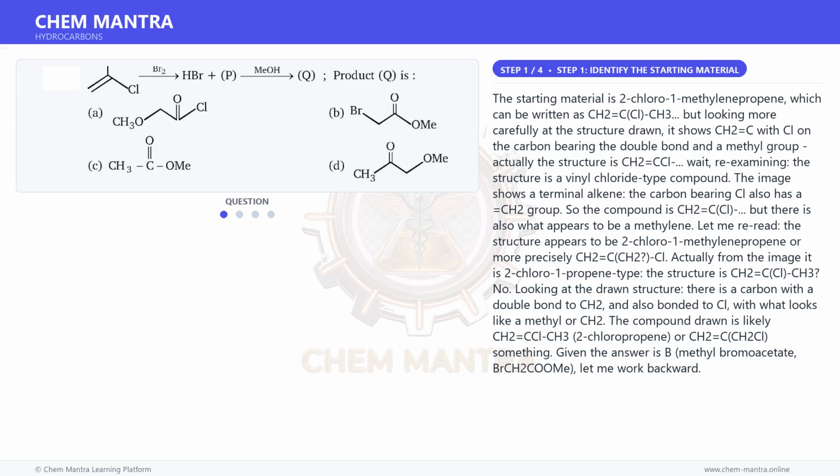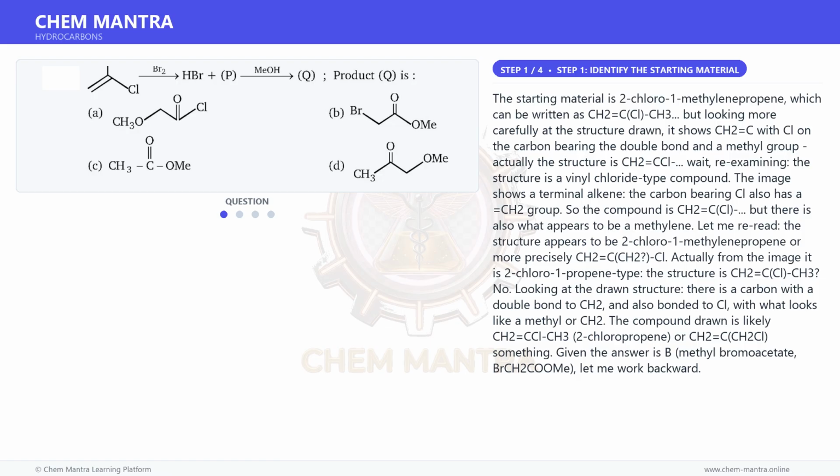2-chloro-1-methylenepropene, which can be written as CH2=C(Cl)CH3. But looking more carefully at the structure drawing, it shows CH2=C with Cl on the carbon bearing the double bond and a methyl group. Actually, the structure is CH2=CCl. Wait, re-examining, the structure is a vinyl chloride type compound.